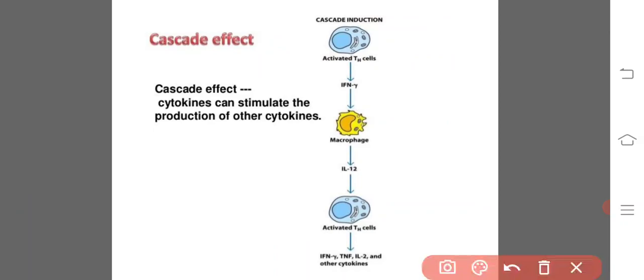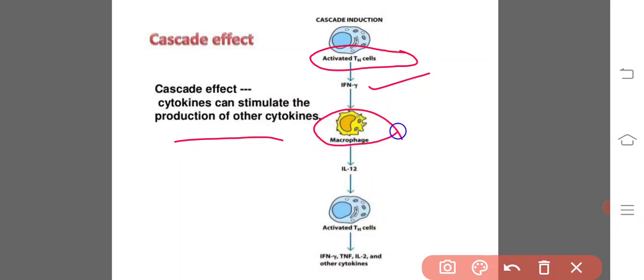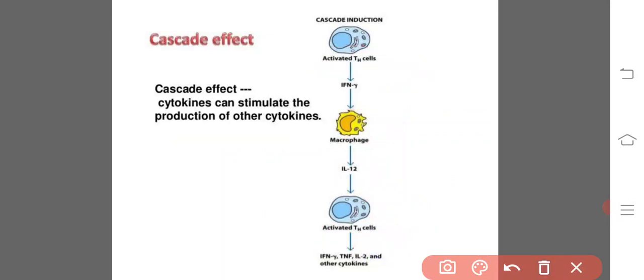And finally the cascade effect. Cascade effect is nothing but cytokines stimulating the production of other cytokines in a serial manner. Here activated T helper cells produce interferon gamma. It acts upon the macrophage, which in turn produces interleukin 12. It acts upon the activated T helper cells, and thereby the activated T helper cells produce interferon gamma, tumor necrosis factor, interleukin 2 and other cytokines. So cascade effect is a serial induction method. One by one they activate and produce some other factor to activate another cell.